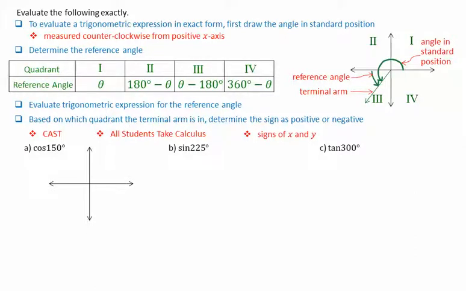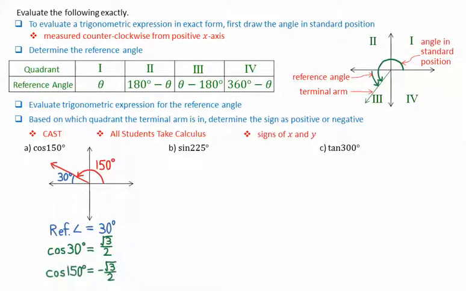For the first question, cosine of 150 degrees. This corresponds to a terminal arm in quadrant 2. We then have a reference angle of 180 degrees minus 150 degrees, which is 30 degrees. We know that cosine of 30 degrees equals root 3 over 2. However, since cosine is negative in quadrant 2, cosine of 150 degrees equals negative root 3 over 2.